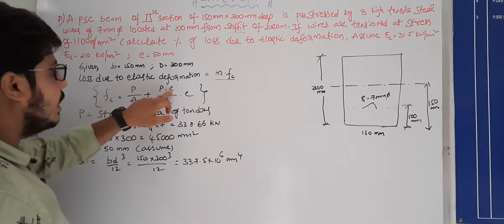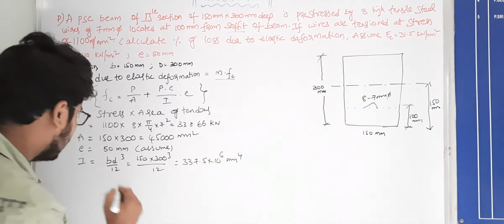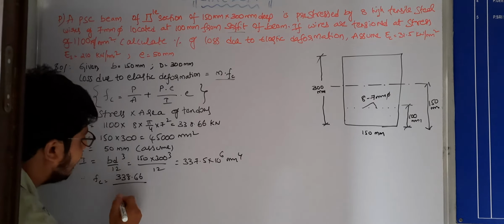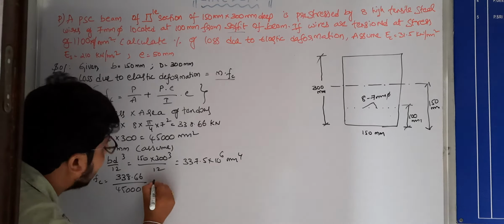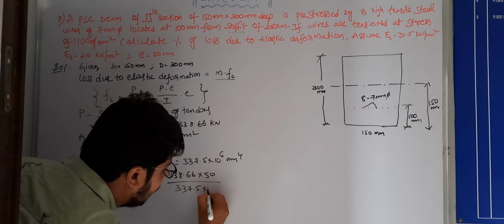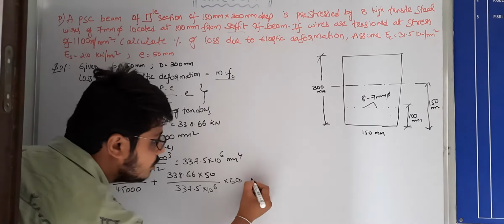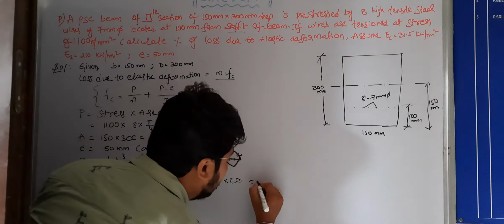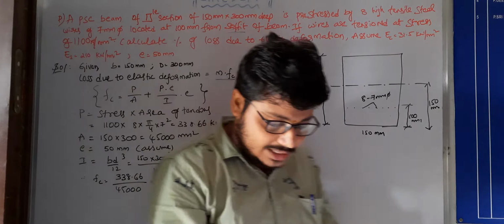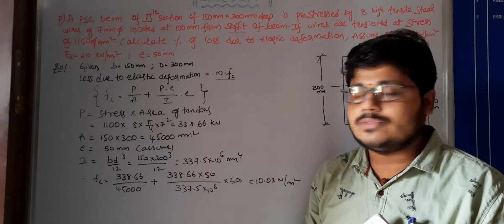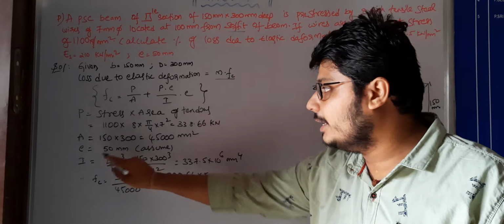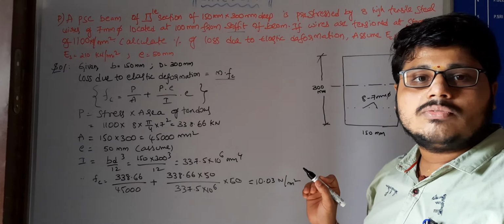So P we know, A we know, e we know, I we know. By substituting we will get the value of fc. fc is equal to P by A, so 338.66 by area 45000, plus 338.66 into e 50 by I value 337.5 into 10 power 6 into 50 into e. So we will get the value of fc as 10.03 Newton per mm square. So fc is equal to P by A plus P into e by I into e, where P is stress into area of tendons, A is the area of the rectangle, e is the given eccentricity, and I is the moment of inertia of the rectangle, BD cube by 12.